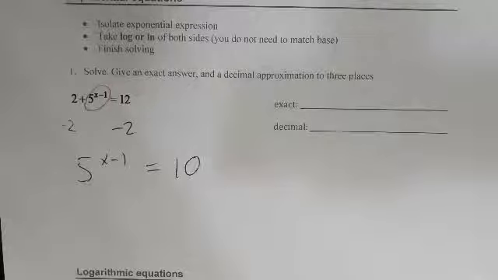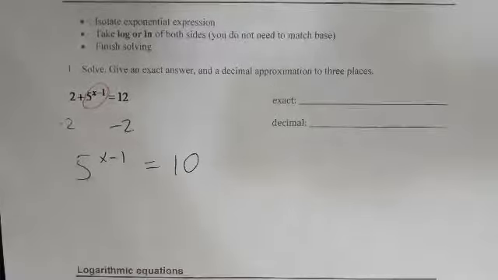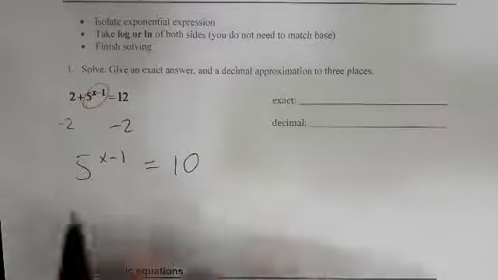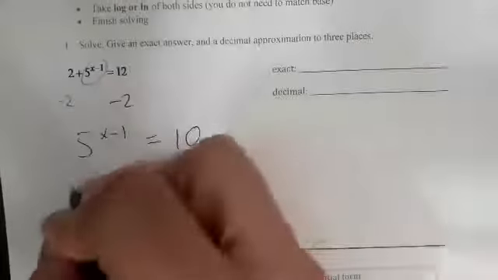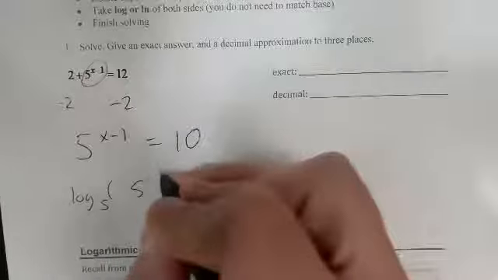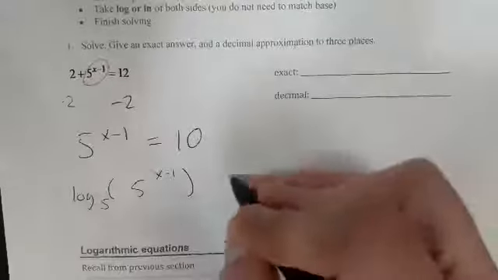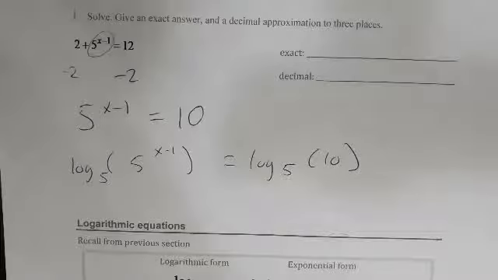Now there are a few ways you can do this, to be honest. This is my approach. If I see a 5 here, and I want to get an exponent out of something that is base 5, typically what I will do is take a log base 5. And so if I take a log base 5 of the left side, I also have to take a log base 5 of the right side. So I'm taking a log base 5 of each side.